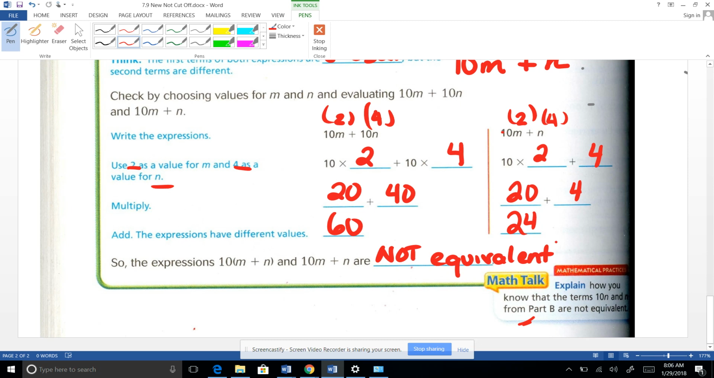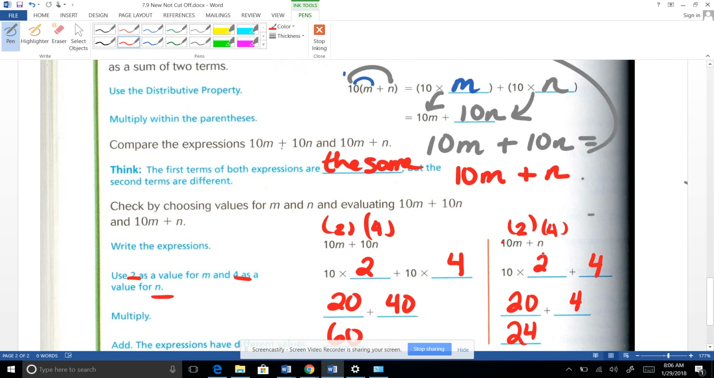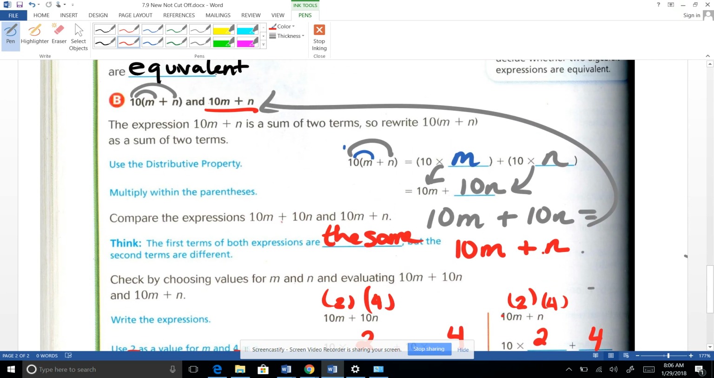Now, I know that's a long process to kind of check to see if expressions are equivalent, but let's just really think about sometimes using logical reasoning. If I simply use the distributive property and on a very simple level, just simply factor this out, here is what I get. Because you get a 10m and you get a 10m. And that to me looks very different, not very different, but slightly different than 10m plus n.